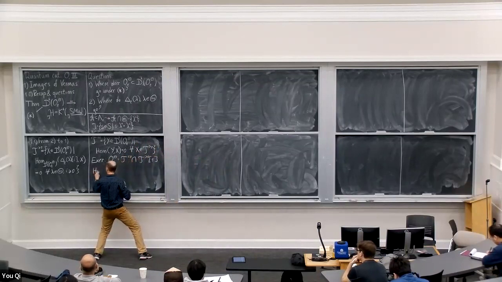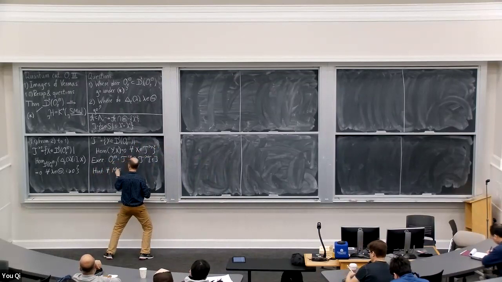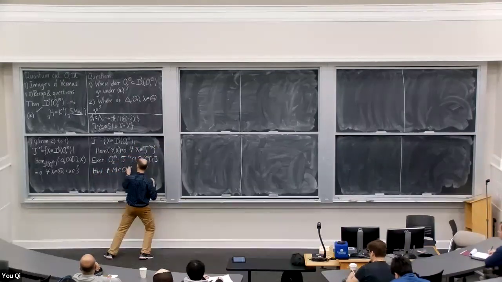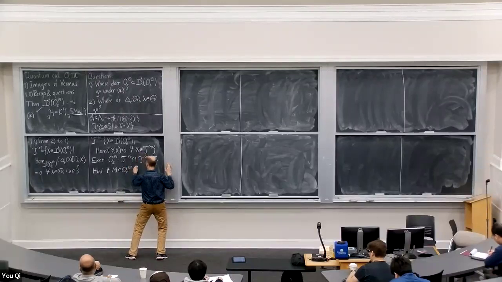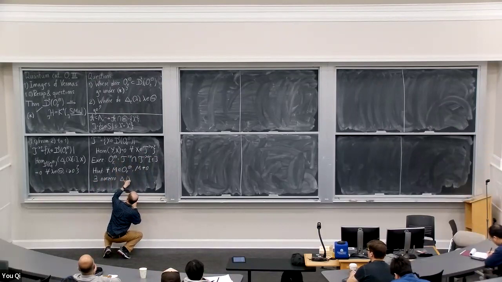And for all M in O epsilon theta non-zero, there is a non-zero form from delta epsilon lambda.